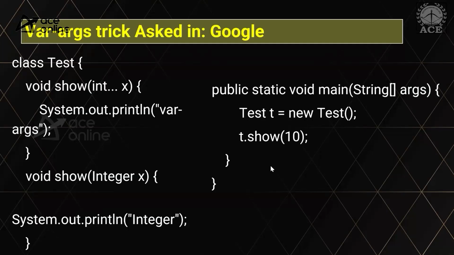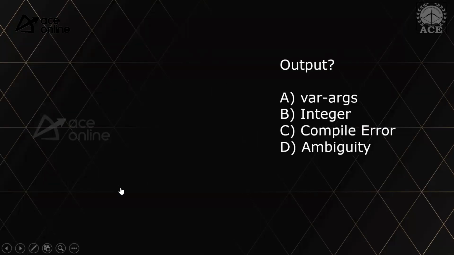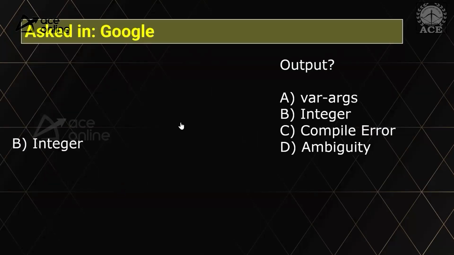Okay. Why integer? Why not variable length argument? Okay. What is the priority here? First priority, second priority, third priority, or fourth priority? Third priority. Okay. So it comes before variable length argument. So that's why integer will be the answer. Correct. Very nice. Okay. Good.